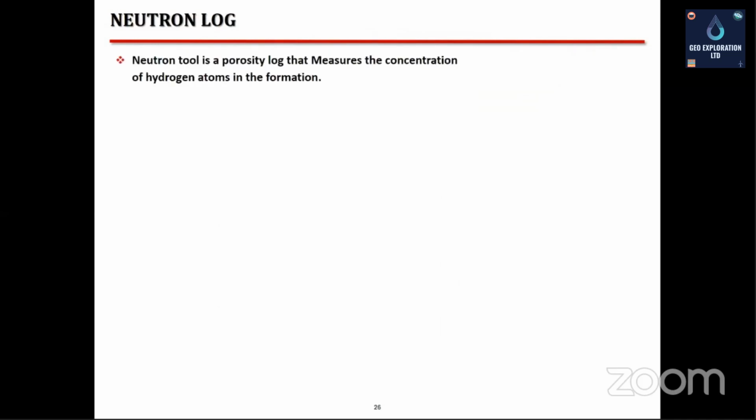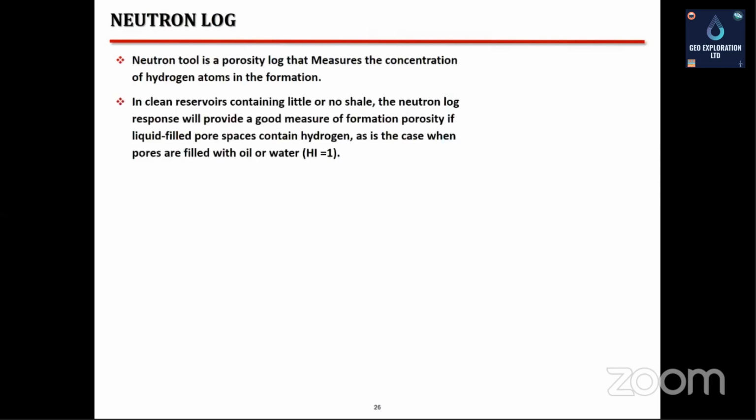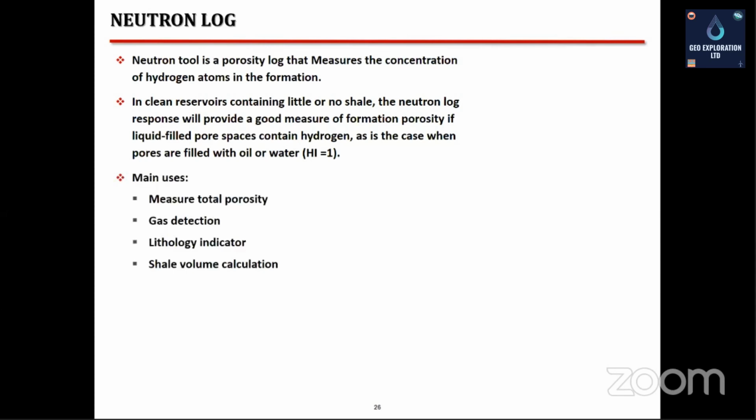Neutron log. A neutron tool is a porosity log that measures the concentration of hydrogen atoms in the formation. In clean reservoirs containing little or no shale, the neutron log response will provide a good measure of the formation porosity if liquid-filled pore spaces contain hydrogen, as is the case when pores are filled with oil or water. The main uses of a neutron log are to measure the total porosity, detection of gas in the reservoir, a lithology indicator, and calculation of shale volume.